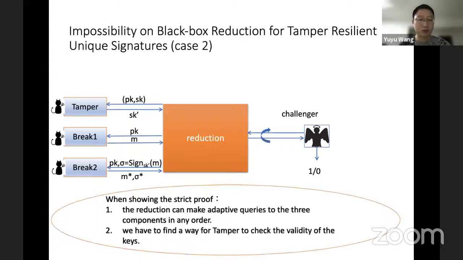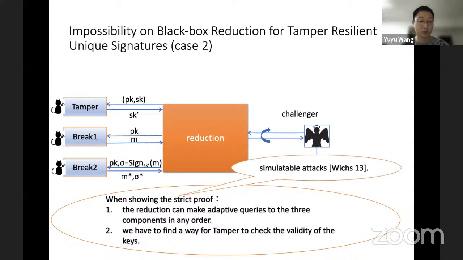When showing the strict proof, we have to take care of several points, such as that the reduction can make adaptive queries to the 3 components in any order, and we have to find a way for the tamper, which is the first component, to check the validity of the keys. And we showed the strict proof under the framework of simulatable attacks defined by Wee.